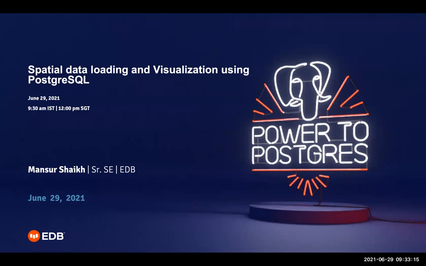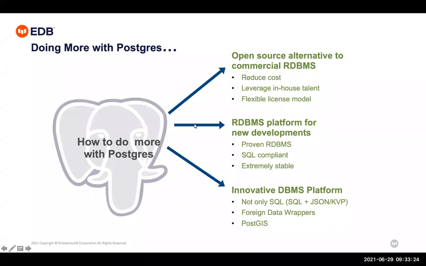Yeah, thank you, Kapil. Let's start with spatial data loading and visualization using PostgreSQL. In today's webinar, we'll discuss how to load spatial data into PostgreSQL using PostGIS. PostGIS is an extension on top of Postgres. Last time we had discussed NoSQL capabilities and the foreign data wrapper. In NoSQL capabilities, there were JSON data types, and we saw how the foreign data wrapper helps to pull data from other data sources like MongoDB or other data platforms, and how it is useful for building your warehousing application or analytical applications.